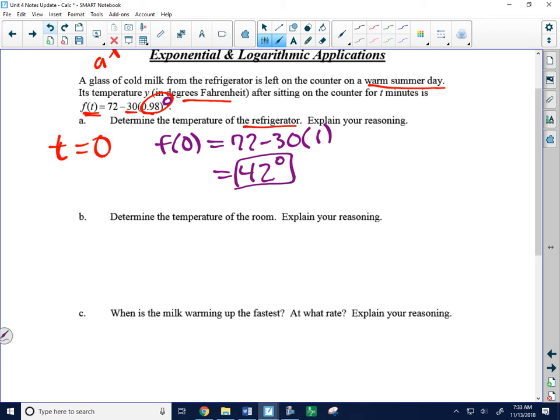I said explain your reasoning on these, and I'm kind of talking through it. If you want to write down, that's when you pull it out and set it on the counter. That's when it should have the temperature of the fridge, right when you start.